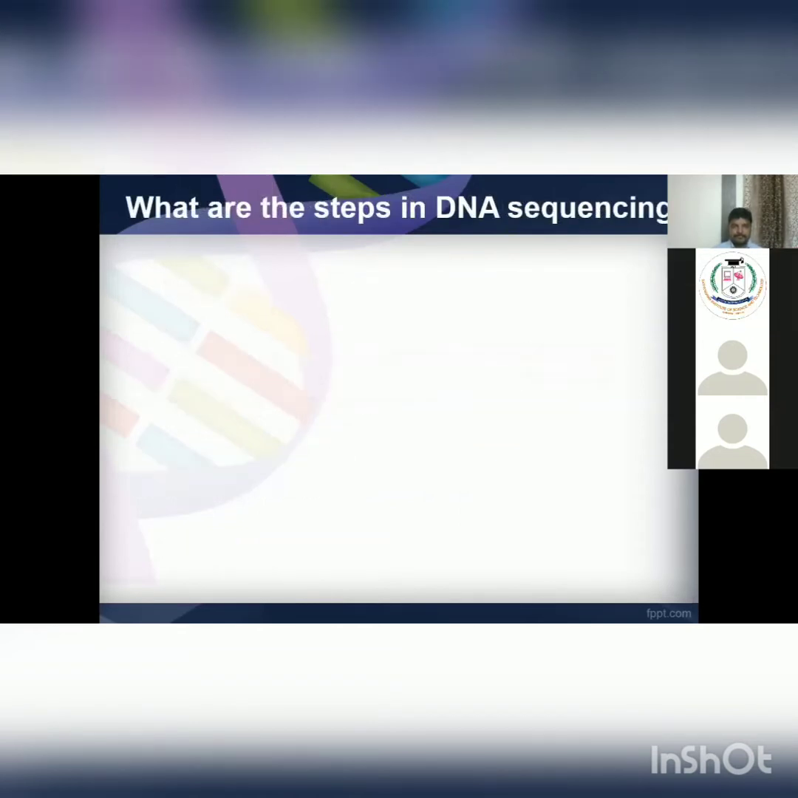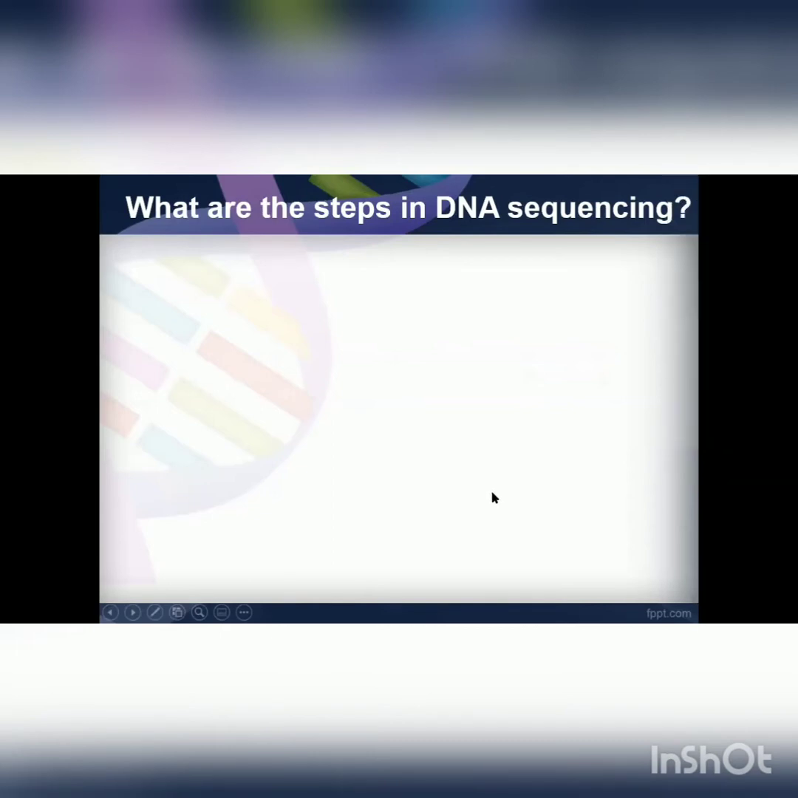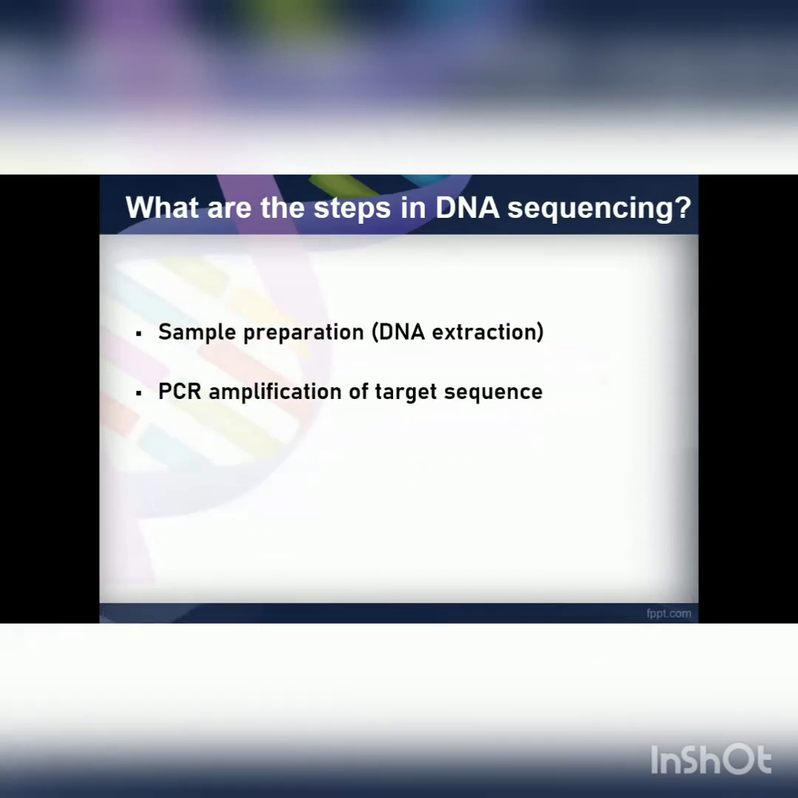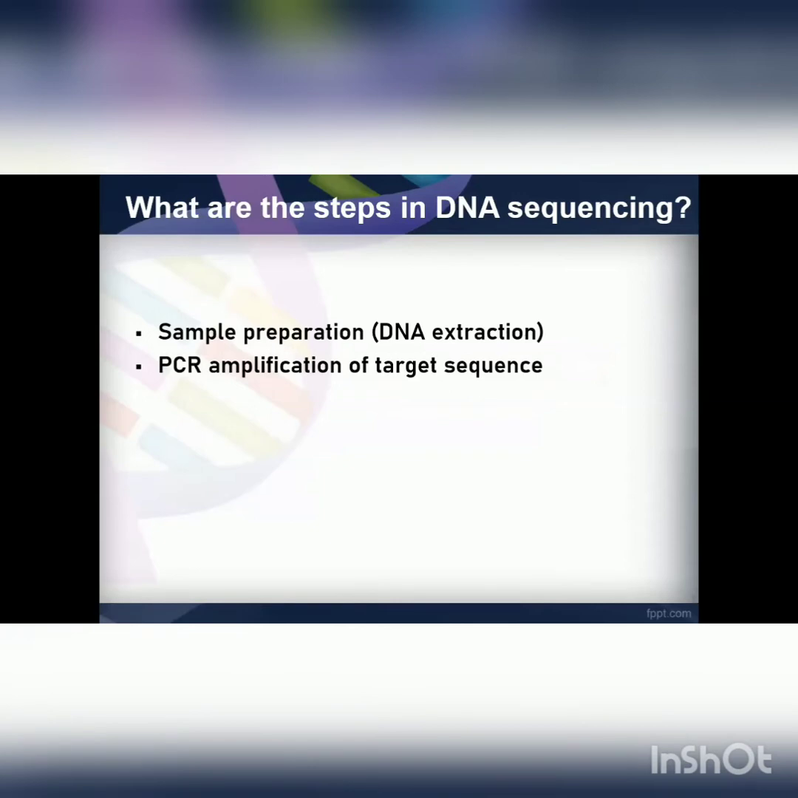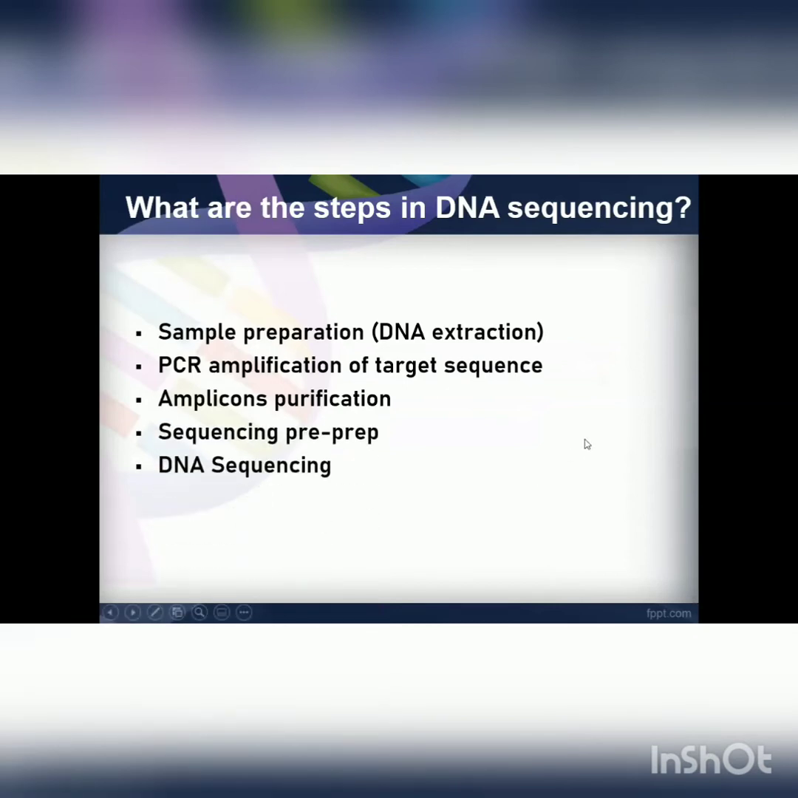So what are the steps in DNA sequencing? This is a generalized representation of DNA sequencing, and it can vary from one platform to another. So the steps include sample preparation, that's DNA extraction, then PCR amplification of the target sequence, amplicons purification, sequencing pre-prep, then DNA sequencing, and finally data analysis.